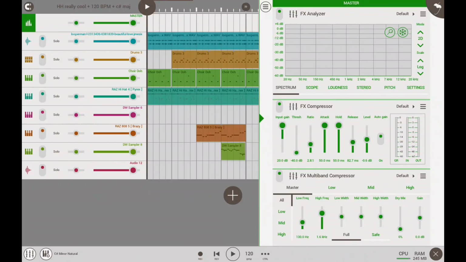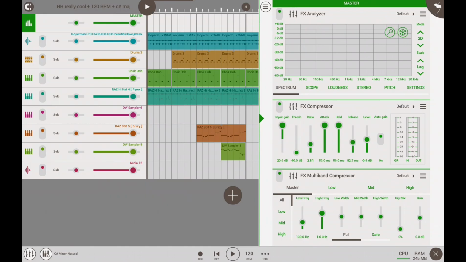Where is the beat playing? Okay, sorry. If you can see in the FX analyzer, you can see very clearly there that we have these numbers going up from the bottom to top.